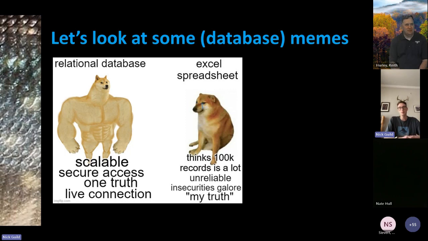It's unreliable. There's plenty of insecurities, and it doesn't believe in anything but its truth. Someone can have one version of a document, like Nick was saying, and then someone else can have a different version, and they compute values differently. And so everyone is working with different numbers. And when you try to collaborate, it makes it very difficult. So we want to be like the dog on the left.